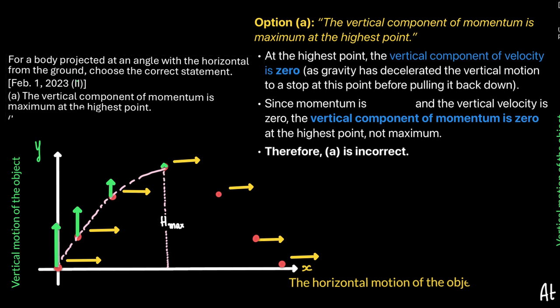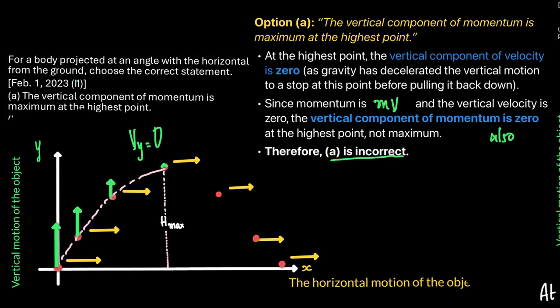So at this point, I can write that Vy is equal to 0. Since the momentum is mass times velocity and the vertical velocity is 0, the vertical component of momentum is also 0. Okay, which means statement A is incorrect.